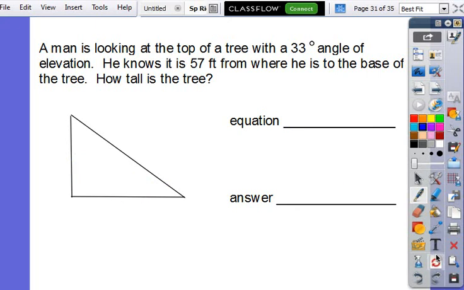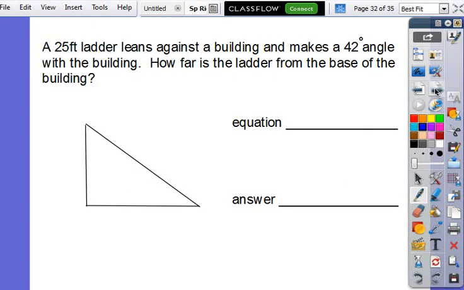All right, next one. A 25-foot ladder leans against the building. That's going to be my hypotenuse because it's leaning against it. The 25 would go right there. Makes a 42-degree angle with the building. So where's my angle going to go? Right there. The top. Remember you guys did the grade? If it says something about makes an angle with the building or something like that, that's the one time that it can go in that top corner.